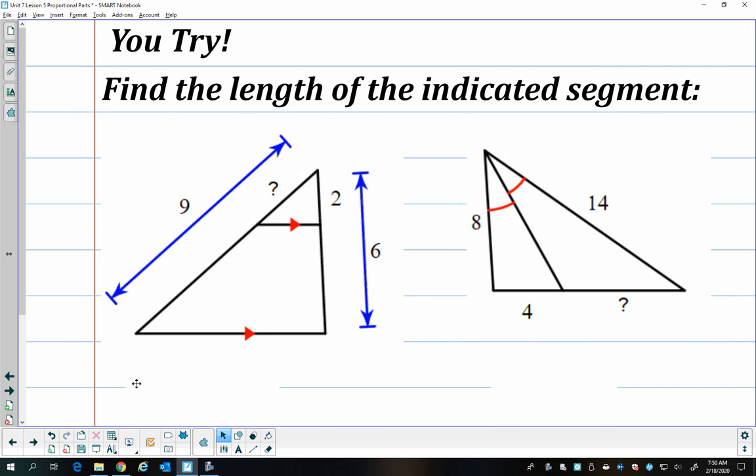So I want you to give these two a shot. I want you to pause, try both of them, then press play, and I'll reveal the answers. I'm not going to go through the answers, but I'll show you the work that I did. And if you have questions about them, we'll absolutely discuss that when we meet together in class.